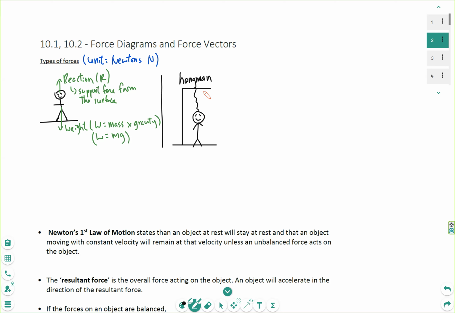Anyway, so hangman. You can see the string here is loose. That means we're still standing on the ground, standing on a platform, before getting executed. Whereas we have a different diagram where the string is taut and the person unfortunately has passed away. So we want to look into the difference between these two diagrams.